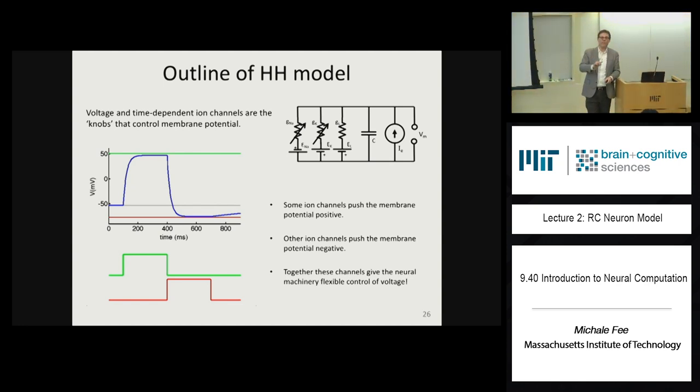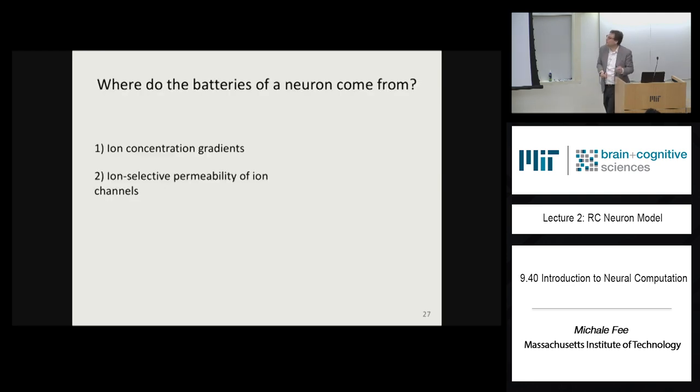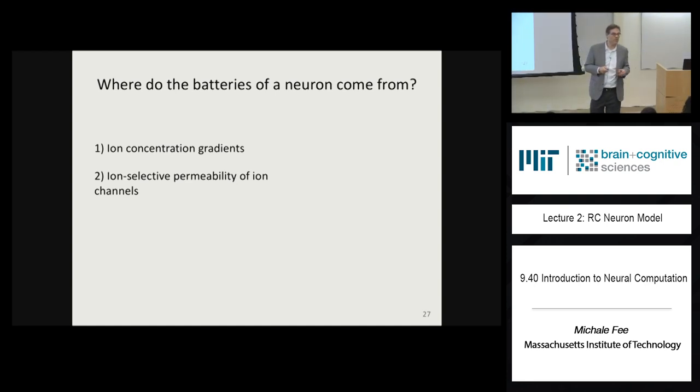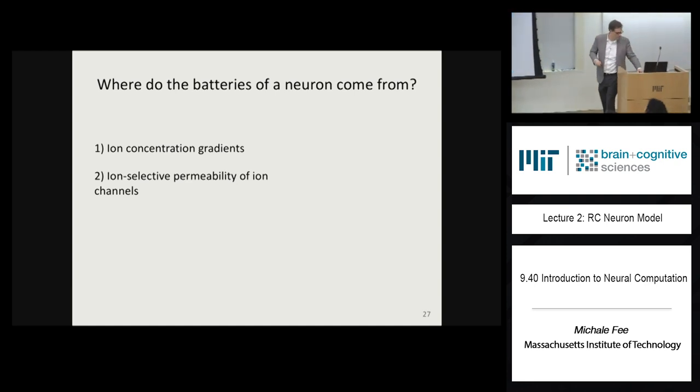There's one more thing we need. Concentration gradients by themselves don't do it. We need ion channels that are permeable only to certain ions. Okay? And that's what we're going to do now. So you need concentration gradients and selective permeability. Okay, so we're going to go through that.